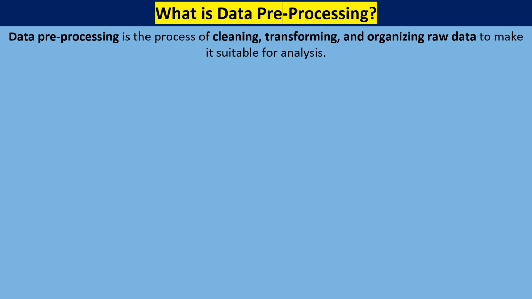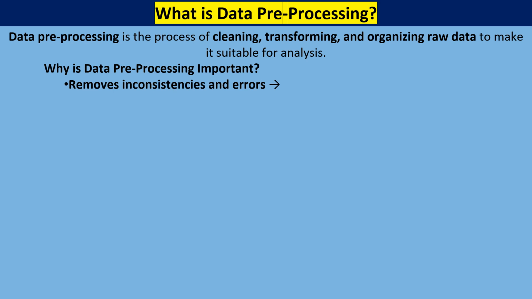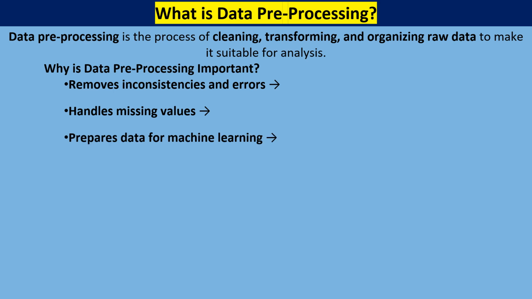What is data pre-processing? Data pre-processing is the process of cleaning, transforming, and organizing raw data to make it suitable for analysis. Why is it important? It removes inconsistencies and errors, ensures data is accurate and reliable. Handling missing values prevents incorrect analysis. Prepare data for machine learning, ensuring models work efficiently.